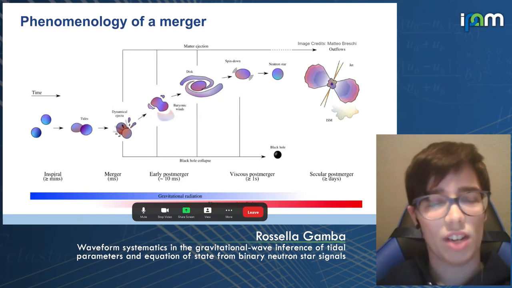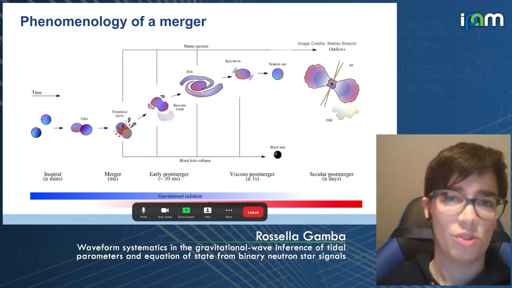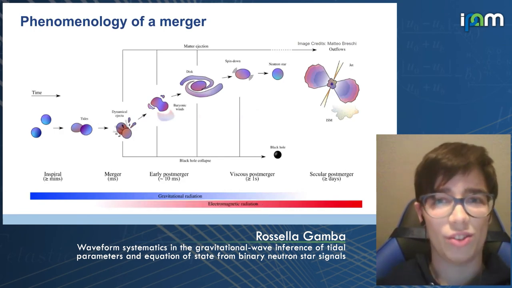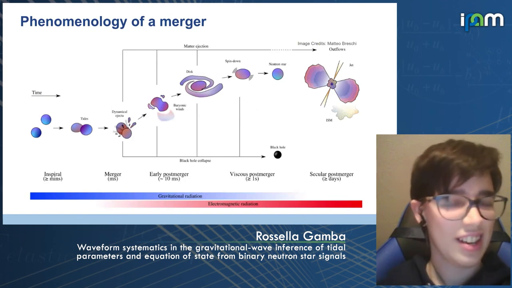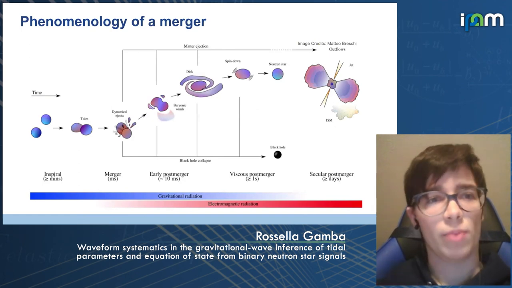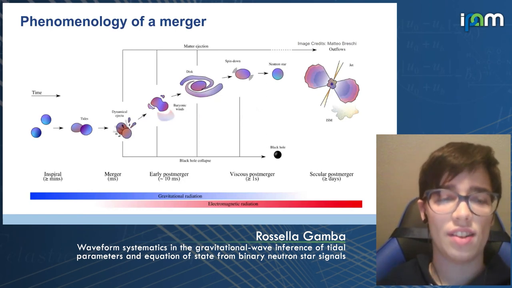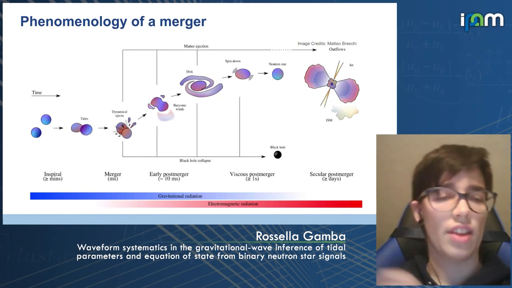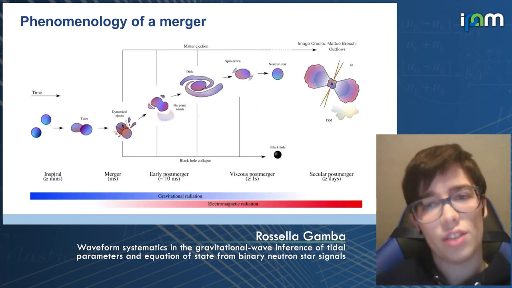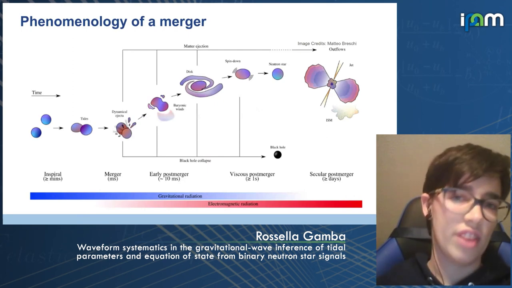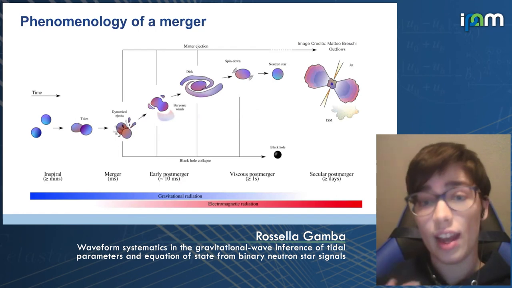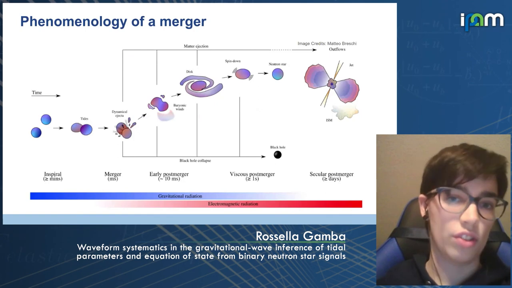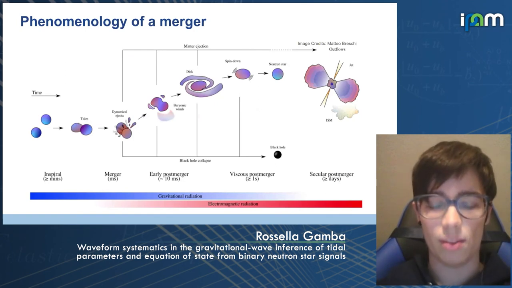But before that, let's talk a bit about the phenomenology of a merger of two neutron stars. So if you take a look at this image, for which I have to thank one of my colleagues here in Jena, Matteo Breschi, you can roughly divide the phenomenology of a merger of two neutron stars in two parts. So you have an initial part in which you have the two stars which are inspiraling one around the other, and then at some point they merge. And then after that, you have this whole post-merger phase, which is very, very complicated, and what really happens during this phase depends strongly on the equation of state of the neutron stars and also on the masses of the two neutron stars themselves.